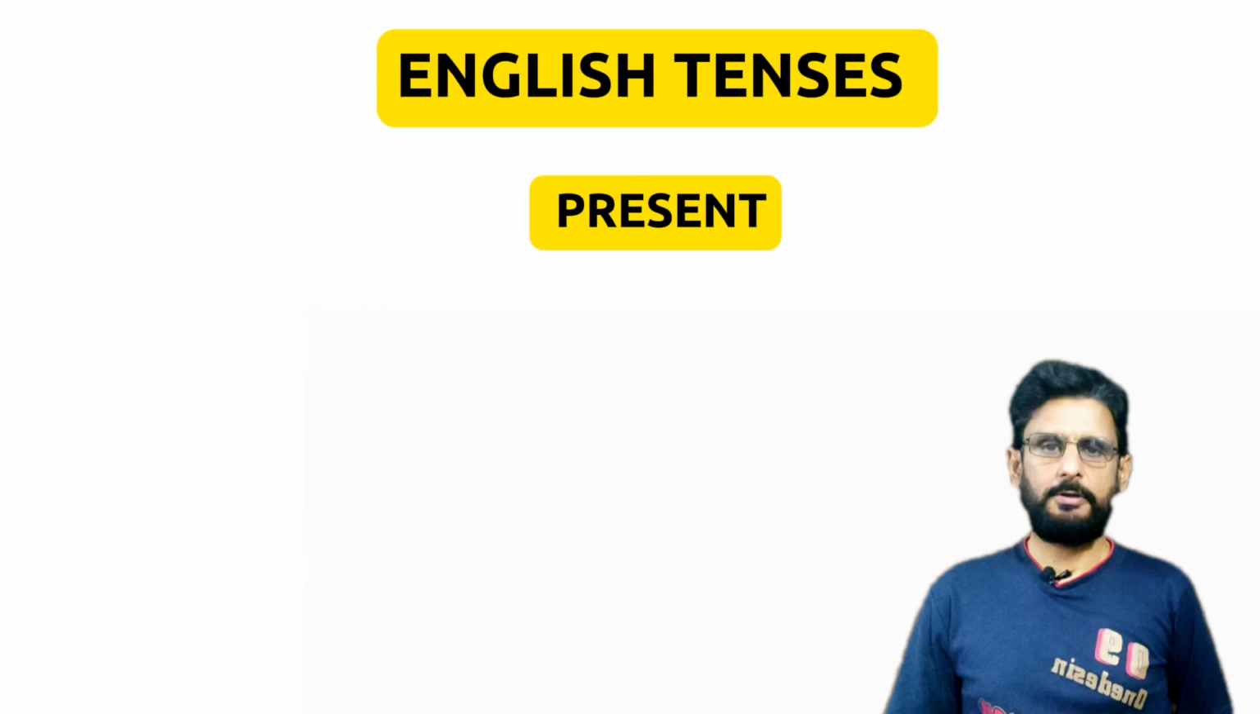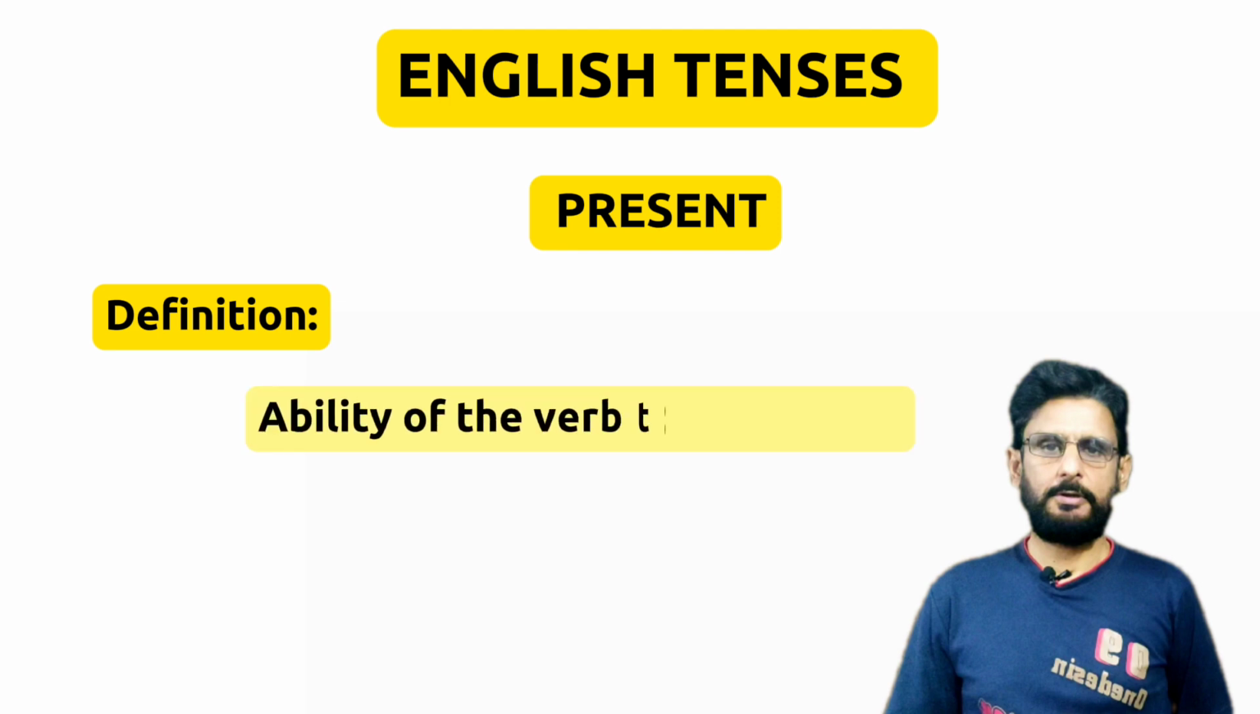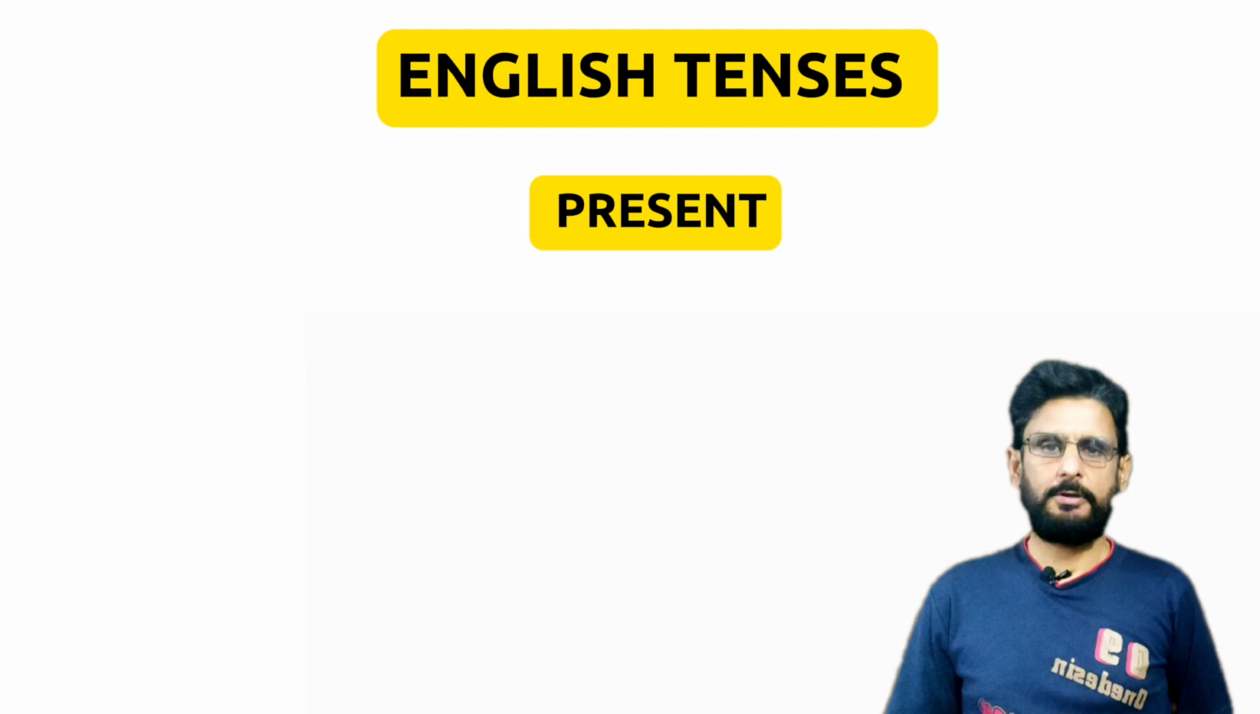Before discussing these tenses, let me tell you the meaning of the word tense. The meaning of the word tense is the ability of the verb to show time. So this is the definition of the tense. What is a tense? Tense is the quality of the verb, the ability of the verb, the capacity of the verb to refer to the time in which an action takes place. So this is the basic definition of the word tense.